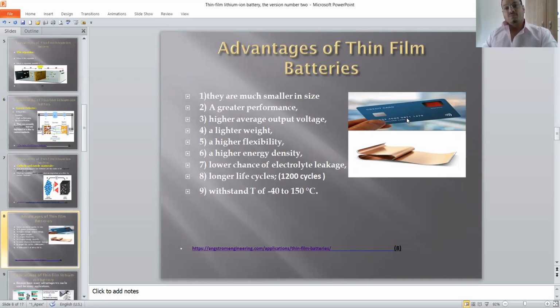Because with technology like that, now we have left cash and we use the credit card. Let's talk about the higher flexibility, like this image. It's actually like paper. We can draw any figure by using this feature.